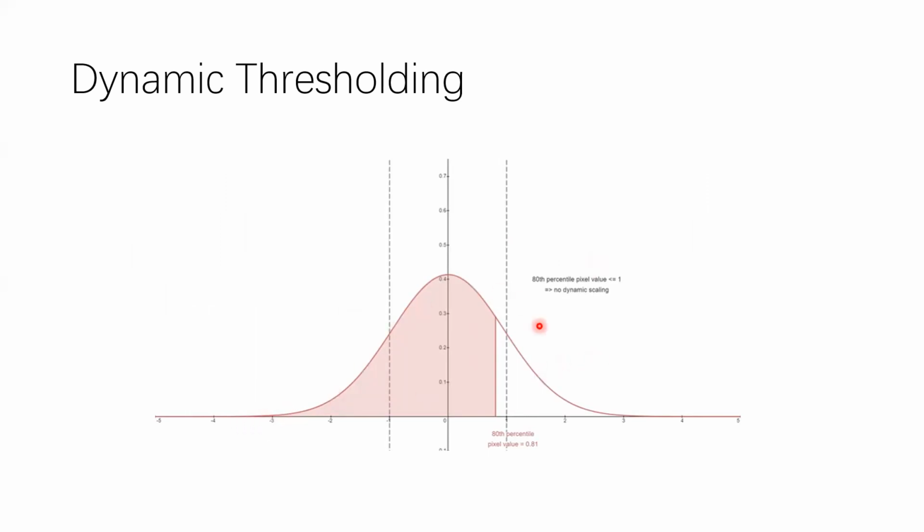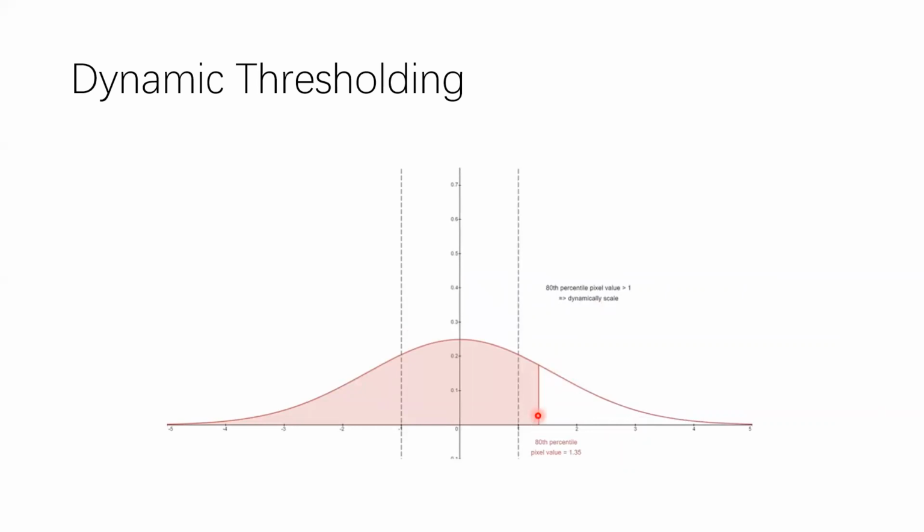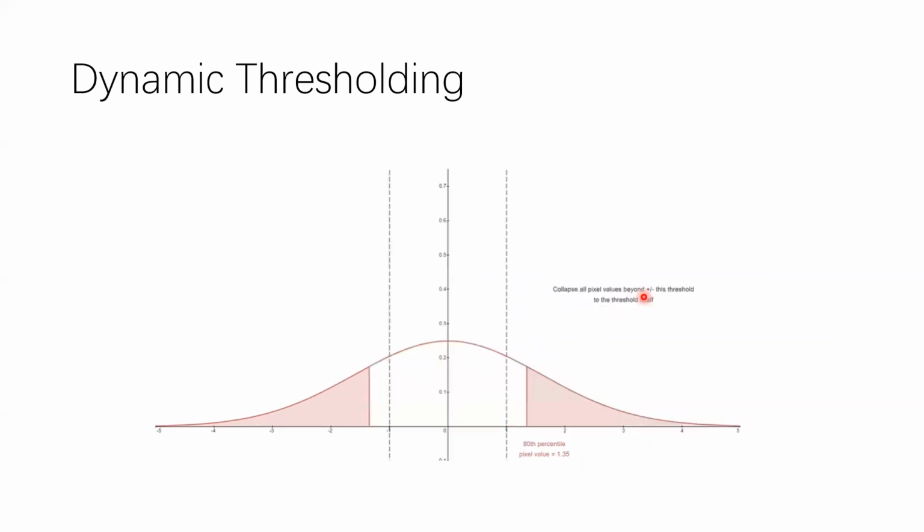So this is the distribution of all the pixel values. If they choose the 80th percentile pixel value, and if this percentile's value is smaller or equal to 1, then actually there's no dynamic scaling. They just keep the output image the same as the input of the next step. But if this percentile value is larger than 1, then they will do the dynamic scaling. So in this case, the percentile value is equal to 1.35. It's larger than 1, so they will do this dynamic thresholding.